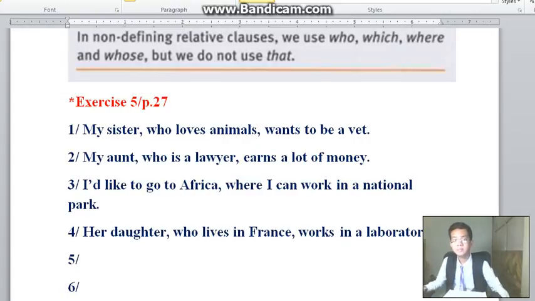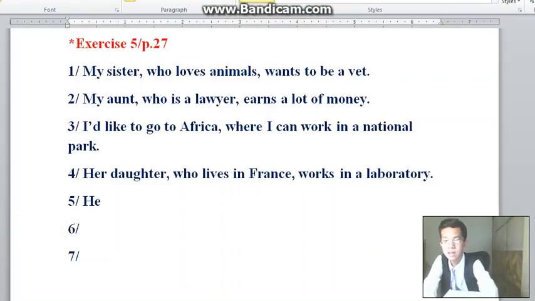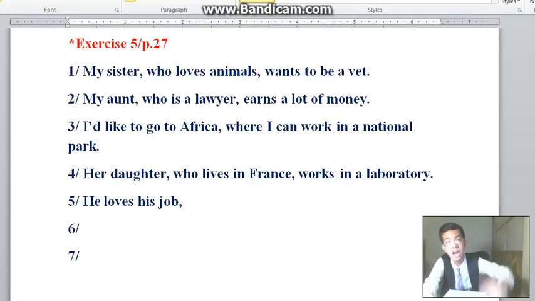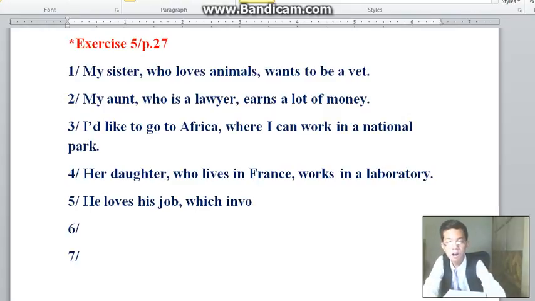Number five. He loves his job. It involves dealing with the public. So here it describes not he but the job. So we will put: He loves his job, then a comma. Because this is a job, it is about a thing, an object, so we'll put which involves dealing with the public. So we'll write it again: which involves dealing with the public.